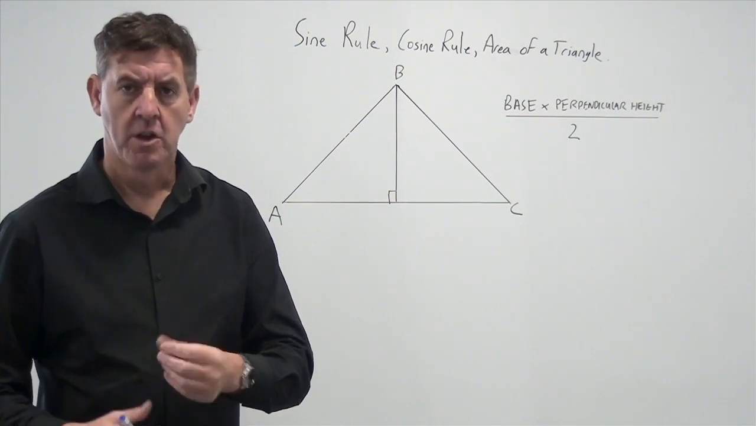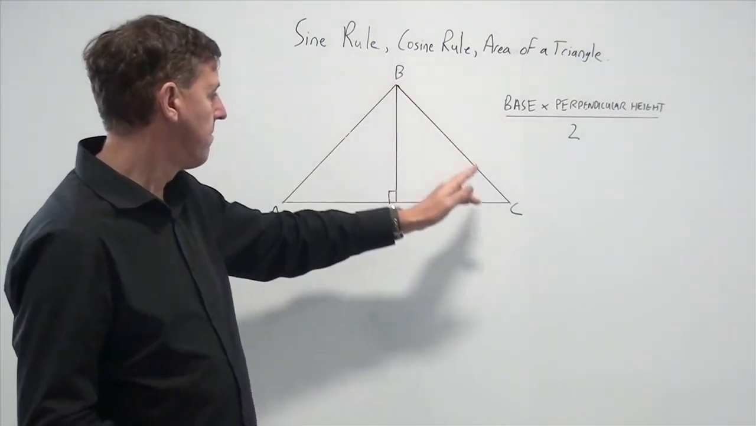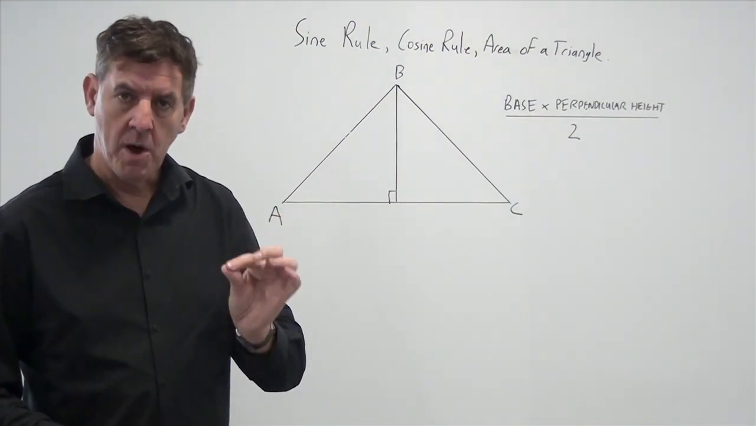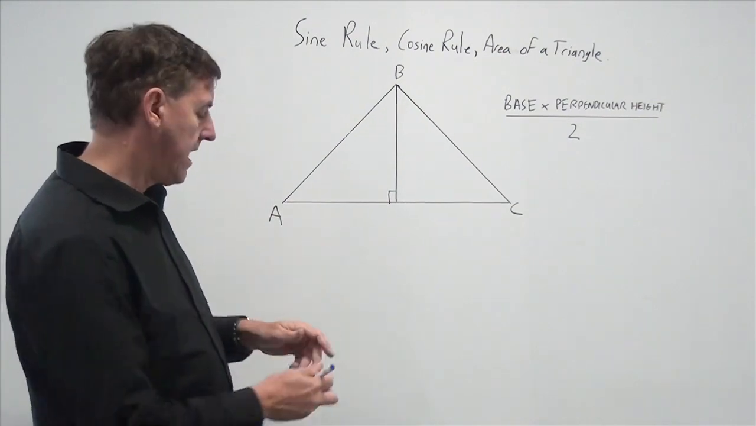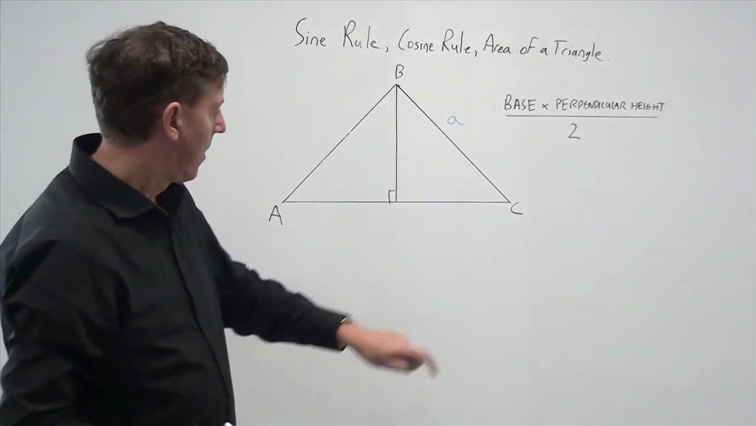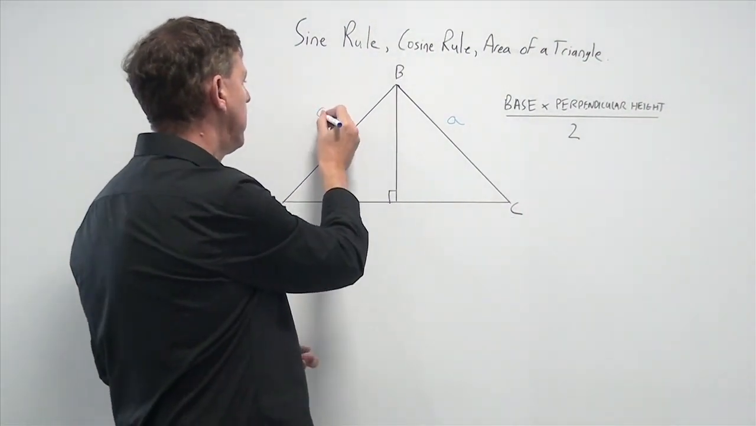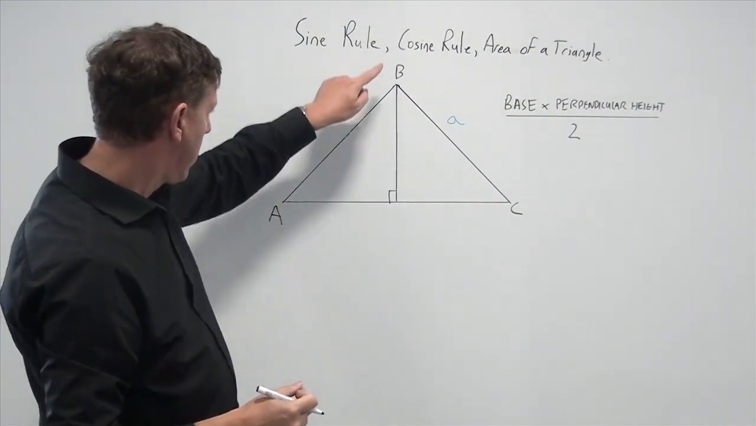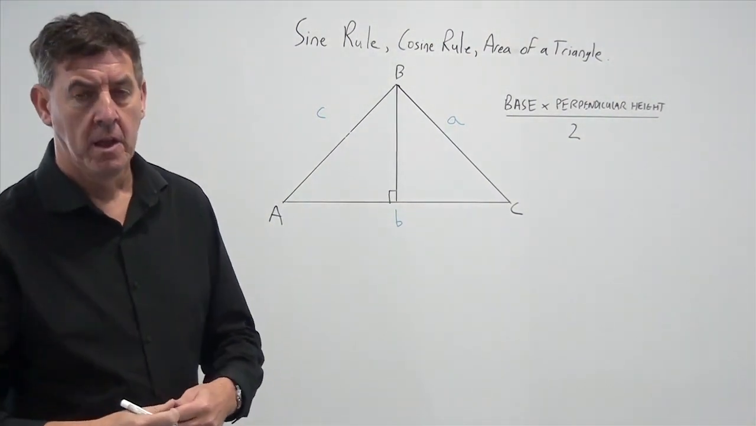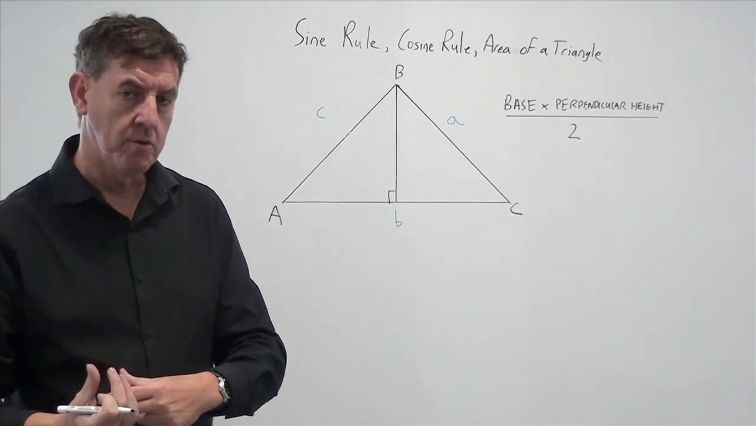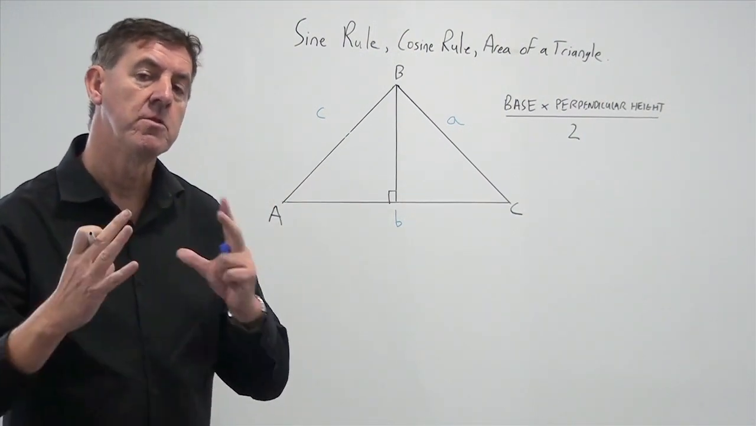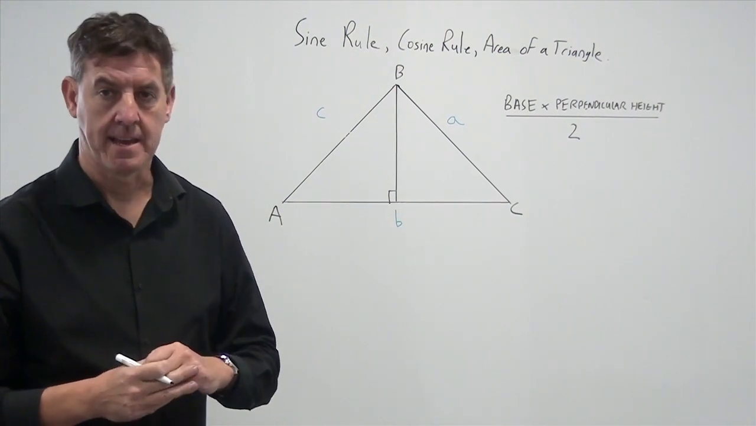Now, in mathematics, it's common for us to use the side opposite the angle to be represented by a lowercase letter. So the angles tend to be capitals, A, B, C. The side that's opposite that angle is a lowercase letter. So angle A is here, so we will label this as little a. Angle C is here, so we label this as little c. And angle B is here, so we label this as little b. These letters are going to be very important when we start looking at the sine and cosine rule as well, because that's how we're going to label triangles using that technique.